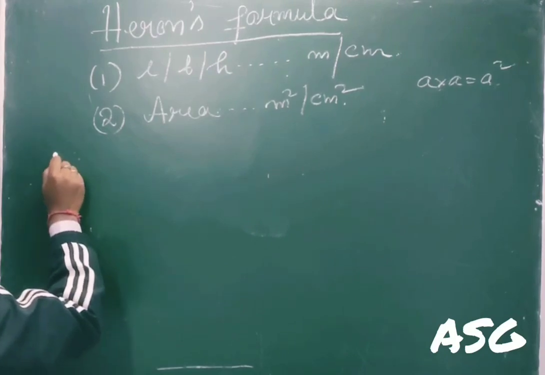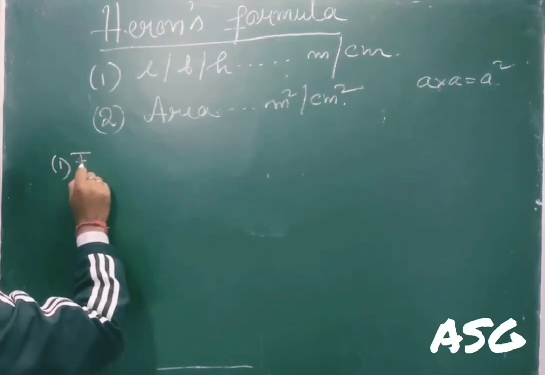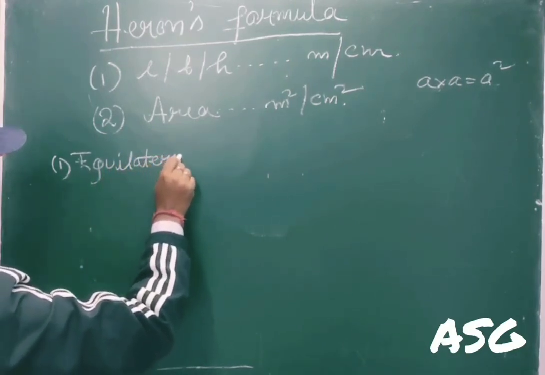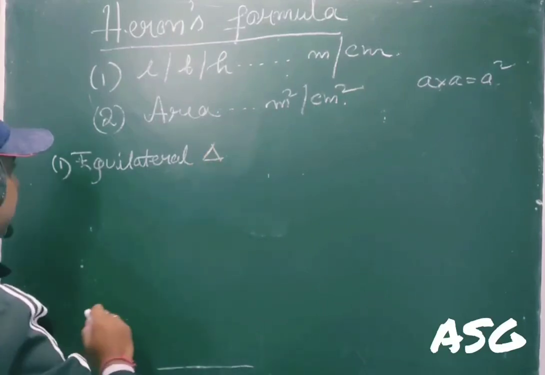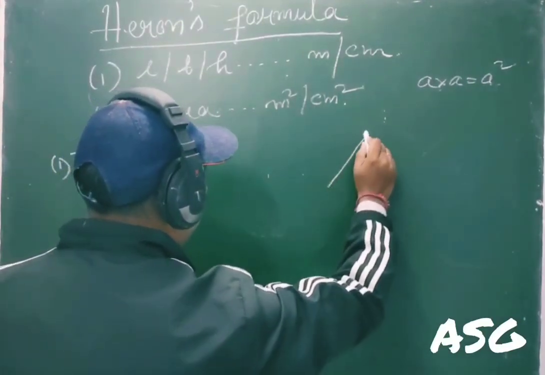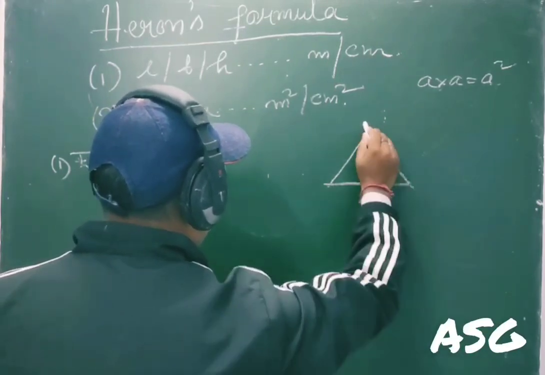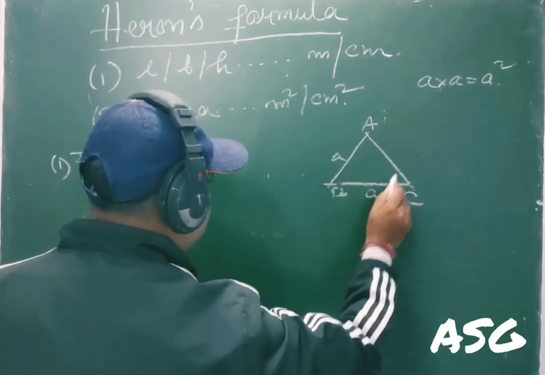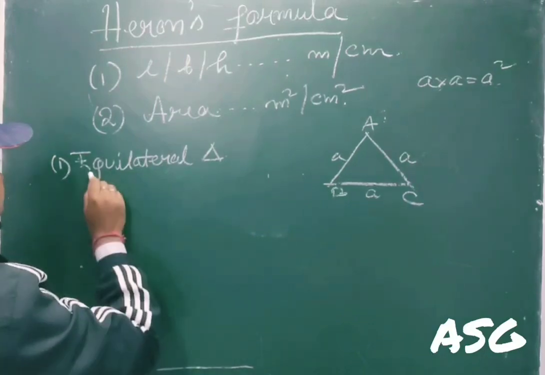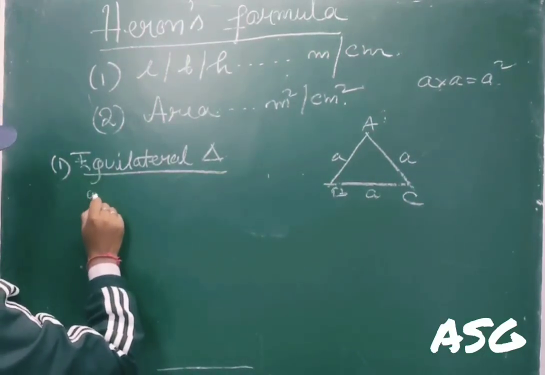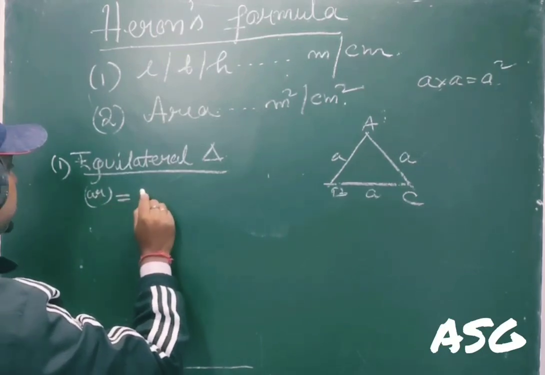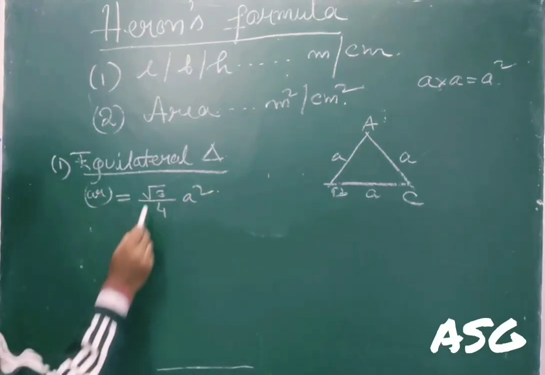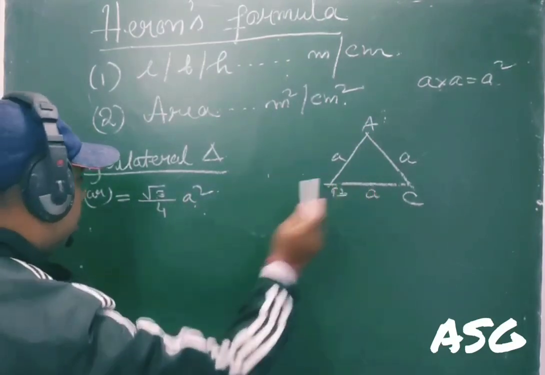Now, first thing we need to know is the equilateral triangle. As from the term you know, an equilateral triangle means a triangle where all sides are equal. Let's say this length is A, this length is also A, this length is also A. So the equilateral triangle formula says area is equal to root 3 by 4 A square. A means all equal sides.